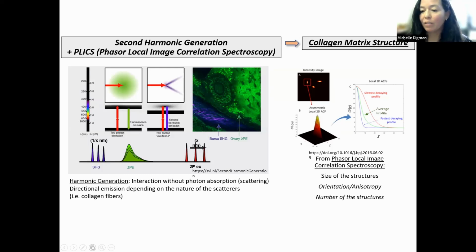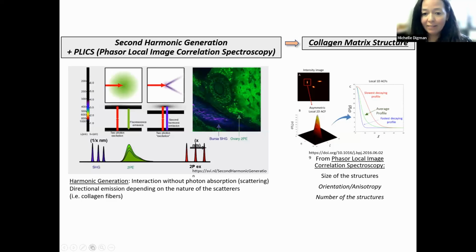So whatever wavelength we're using, if we're using 800 nanometers, we just look at the 400 peak to look at the second harmonic image of collagen structures. And this occurs because the intense light interacts with the collagen structure that has a nonlinear symmetry or asymmetry that occurs in collagen.